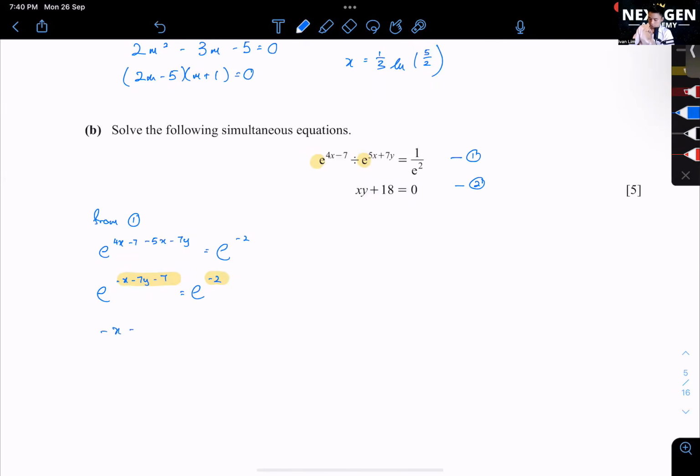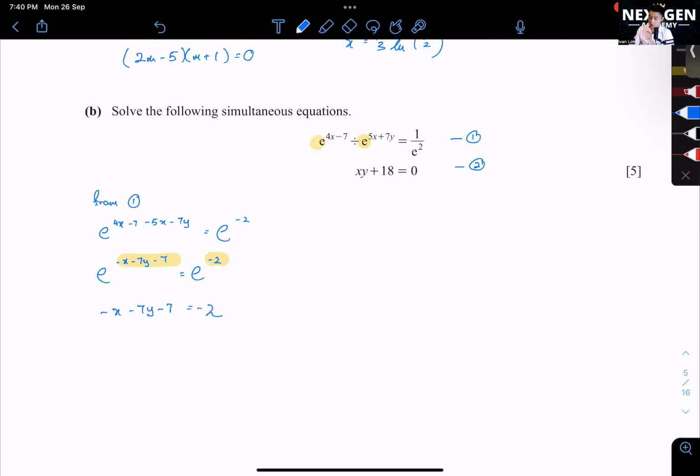Negative x, negative 7y, negative 7 equals negative 2. We can make it all positive, so it's nicer for us to calculate. So we multiply the whole thing by negative. x plus 7y plus 7 equals 2.